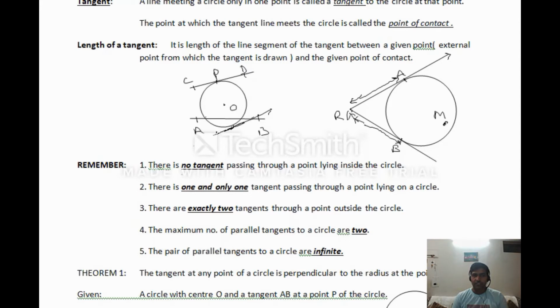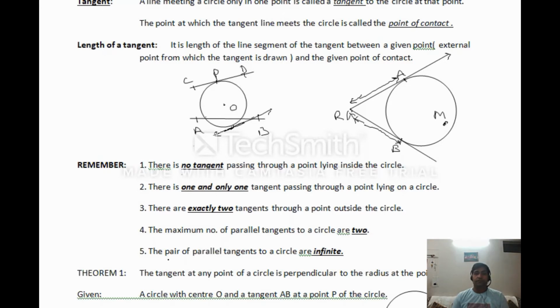If they are asking the maximum number of tangents, you can say one of these is parallel to the other, but the maximum number can be two. It can't be more than two. So that is the fourth point: the maximum number of parallel tangents to a circle is two.